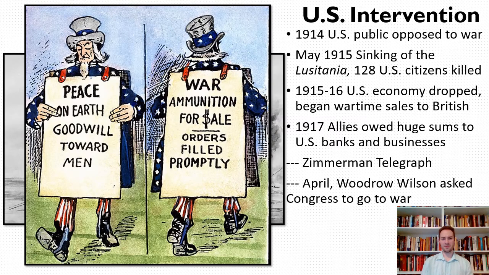So here's a political cartoon from the time. Uncle Sam here, peace on earth, goodwill towards men, but on his back, war ammunition for sale, orders filled promptly, right? Yeah, so people were critical of this. The US said we were neutral, right? Pretended to be neutral. However, continued to sell weapons. It's hard to be neutral if you're giving one side weapons, right?